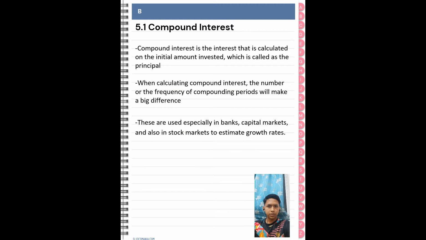What is compound interest? Compound interest is the interest that is calculated on the initial amount invested, which is called the principal, that should include all of the interest which has been accumulated in the prior periods of a loan or deposit. These are used especially in banks, capital markets, and also in stock markets to estimate growth rates.